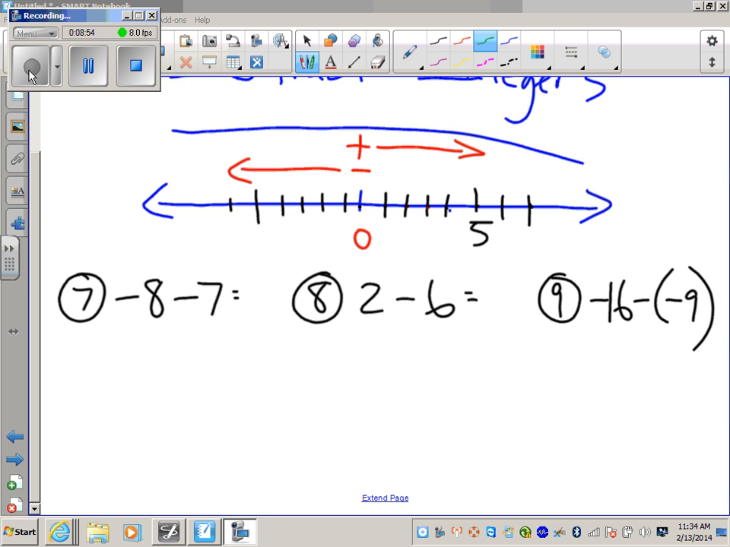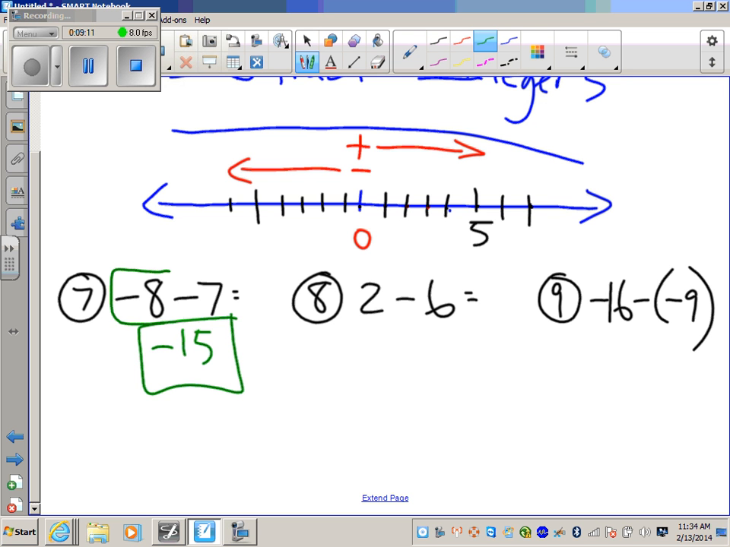-8 minus 7. So starting at -8, and then 7, -15. Watch this one here. The first integer is always your starting point. That's always where you're going to put your finger. So if I had 1, 2, 3, 4, 5, 6, 7, 8, okay, this is -8 right here. Any confusion here about what direction I'm going?